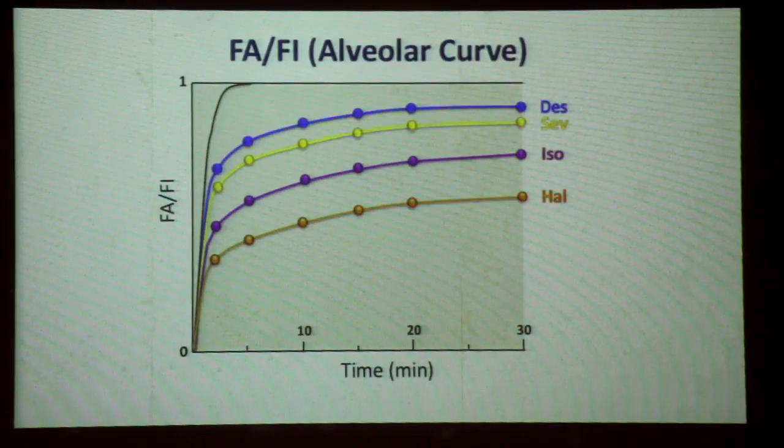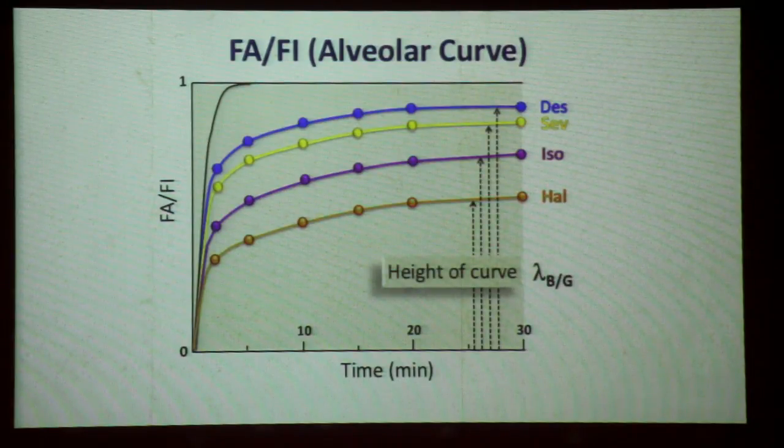Now these are the FA/FI curves, or the alveolar curves, which we talk about when we consider blood gas solubility. You will see that halothane has a knee much less than 0.5. Isoflurane is also below that, but the best are desflurane and sevoflurane, which are much higher, about 0.6 and 0.7. So the height of these curves is determined by the blood gas solubility.